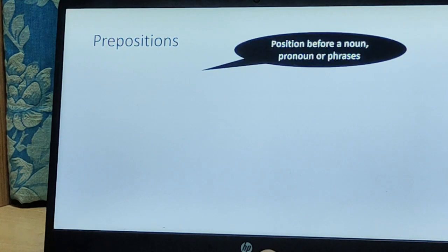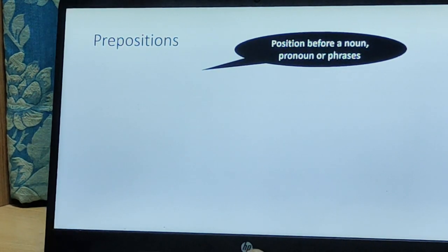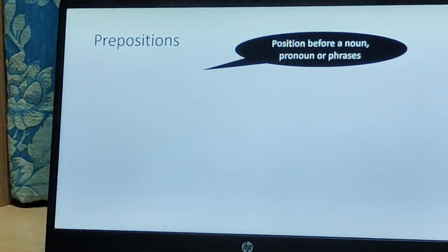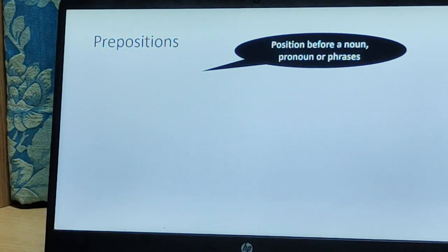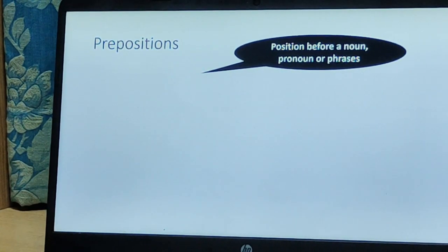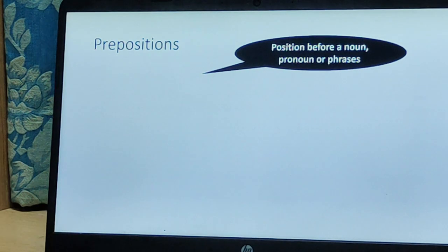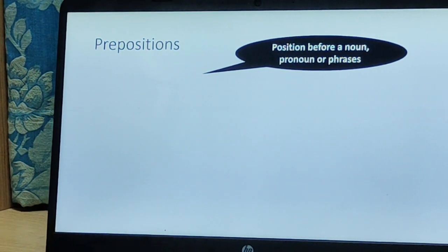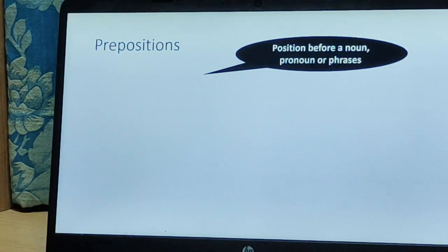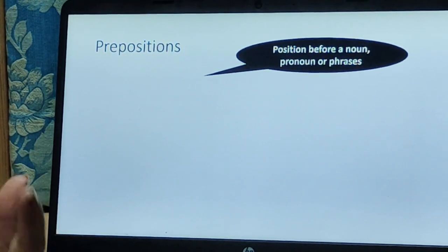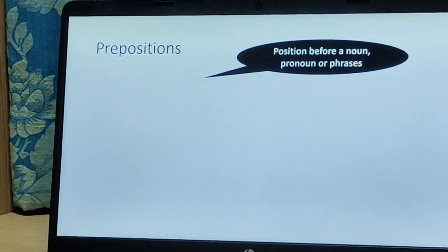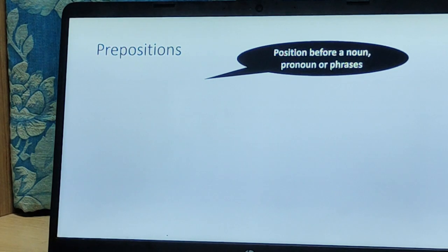Now let us go to the next one. We talked about earlier, talking about prepositions. And when we talk about prepositions, a preposition is a word positioned before a noun or a pronoun or a phrase. Now the idea is that there are hundreds of prepositions. However, it is a closed group. Means you cannot add more prepositions to it.